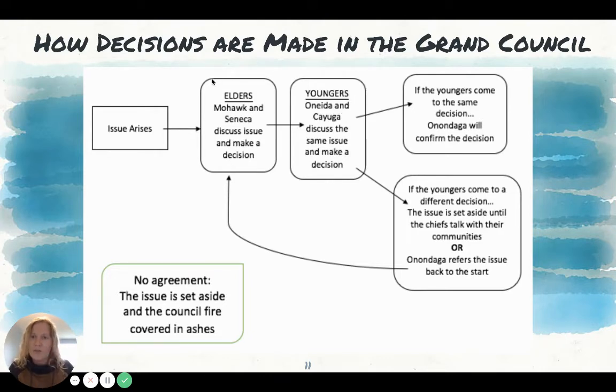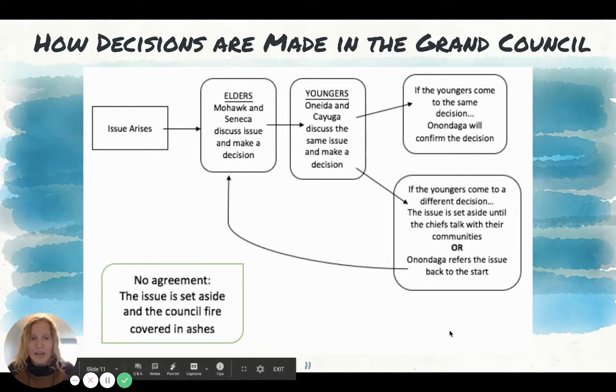So then the elders will decide. They'll pass the issue to the youngers, the Oneida and Cayuga, and if they come to consensus or agreement, then finally Onondaga might confirm this decision and say yes or no, we are or aren't going to war. But if they do not agree, or at some point if anybody doesn't agree, even if the elders and the youngers totally agree and Onondaga turns around and says, I don't agree with you guys, it gets sent all the way back to the start of the decision-making process.